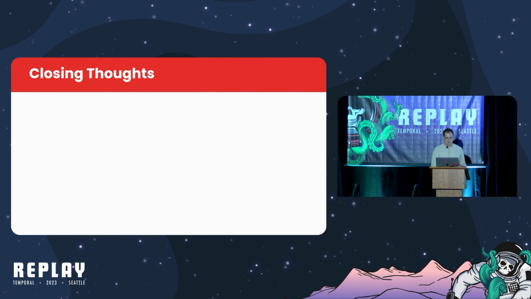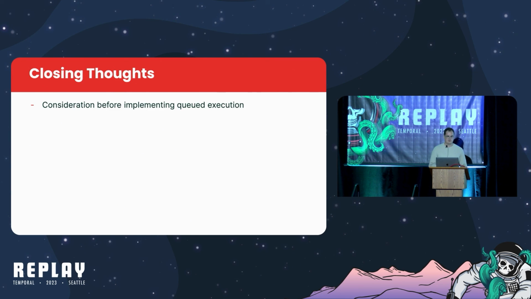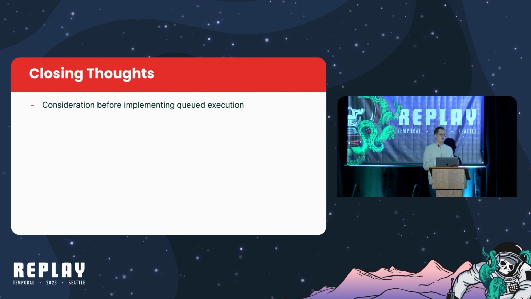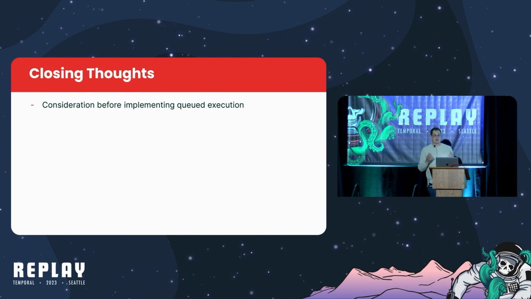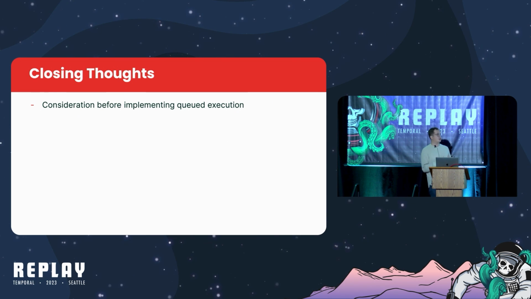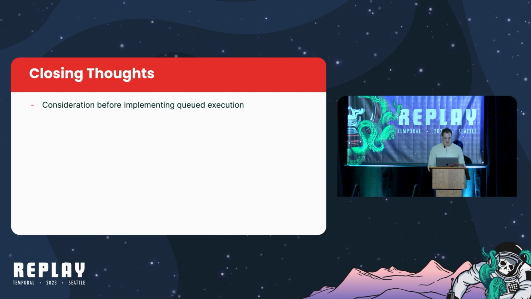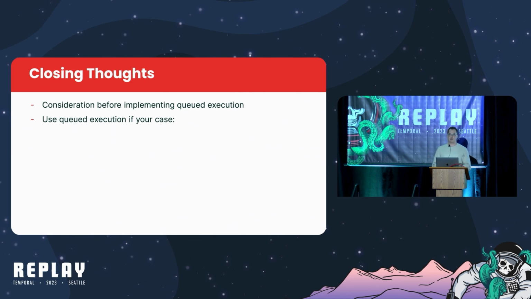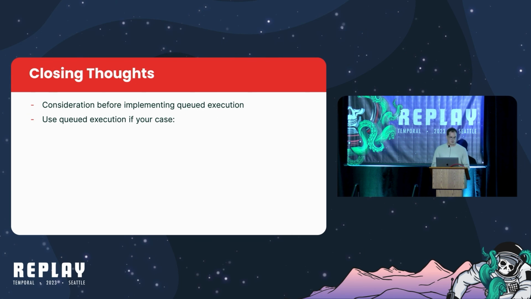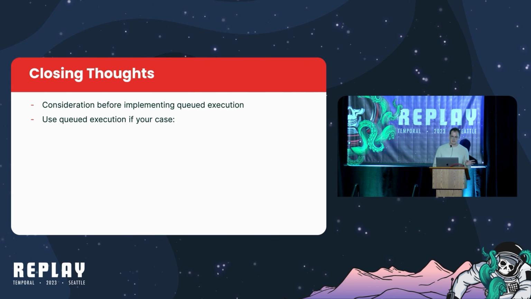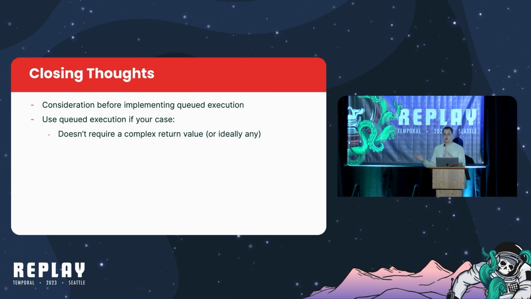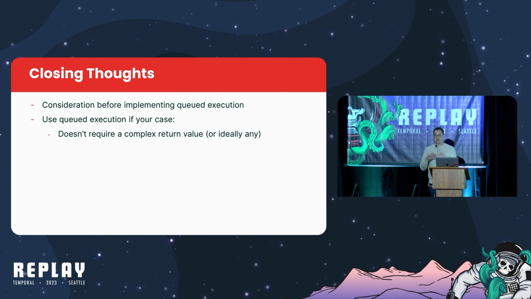So I have some thoughts to close out with. I would recommend some consideration before implementing the queued execution pattern. It's nice because you have that actor model, but like I said, there's some complexity around that when you're handling signals. So my suggestion would be that you use queued executions if your case doesn't really need to return a complex value or likely any value.